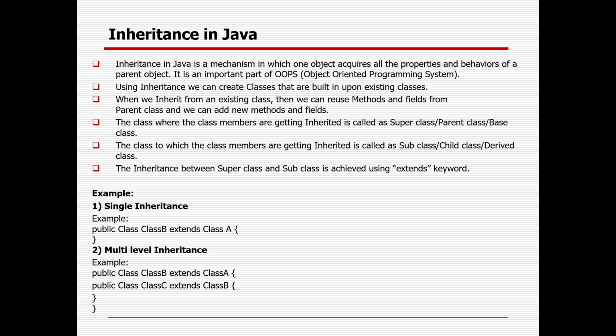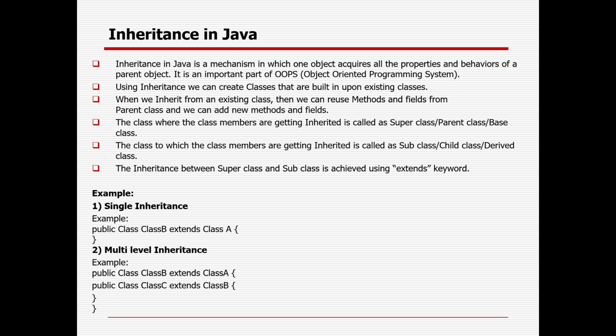Whenever C language was there, there was no OOPS concept. OOPS is nothing but object-oriented programming system. So in OOPS there are six important attributes available. One is object and class, which you already know. Apart from that, four important concepts from OOPS are inheritance, polymorphism, abstraction, and encapsulation.